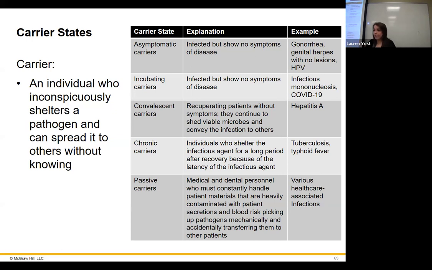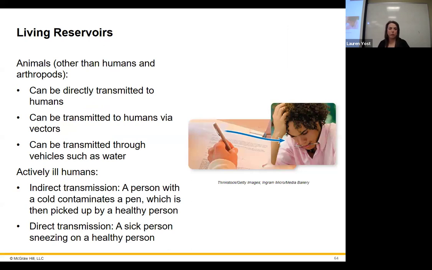Convalescent carriers, you're starting to feel better. How many of you have had the flu or a cold or even COVID and you're starting to feel better, like quite a bit better? You're not completely over it yet, but you're quite a bit better. So you just decide to go back to work or to class, right? The next day. Common stuff. That's convalescence, but you can still be contagious during that time. So that's convalescent carriers. Chronic carriers are just holding on to that organism for a long period of time, usually during latency. And then passive carriers, like in a healthcare associated situation. They're not meaning to do these things, but maybe not doing well with their PPE.